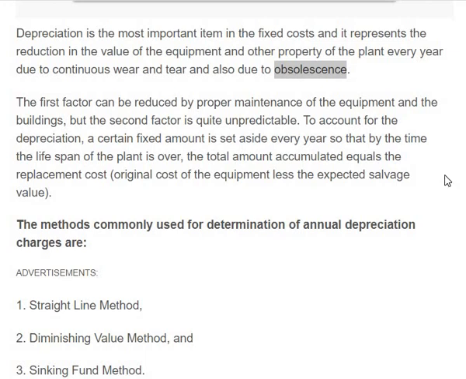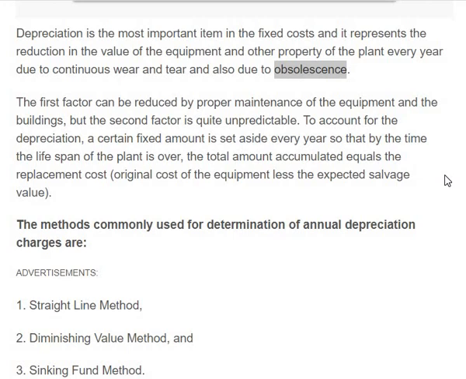Hello friends, today we are going to discuss an important topic of Unit number 4, and that is nothing but depreciation. Unit number 4 is all about the economic analysis of the power plant, and depreciation is one of the important topics in this unit.